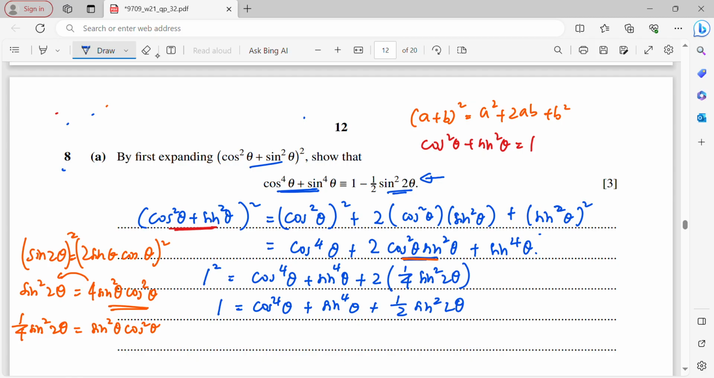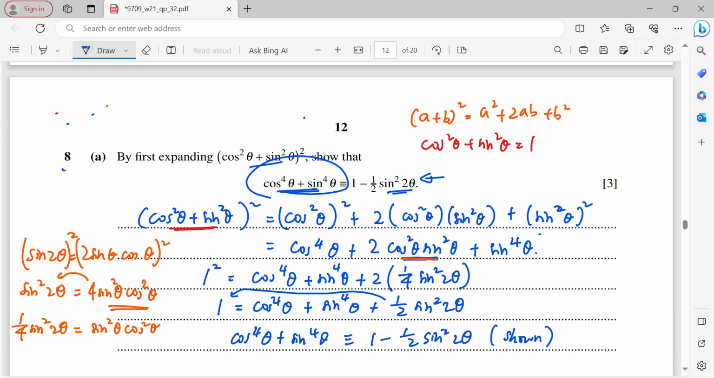Then from here, I need to get this as a subject. So I have to move the half sine squared 2 theta to the other side. That means now I will get cos to the power 4 theta plus sine to the power 4 theta equivalent to this term moved to the other side. So it becomes minus. Okay, so with this, we have shown the identity.